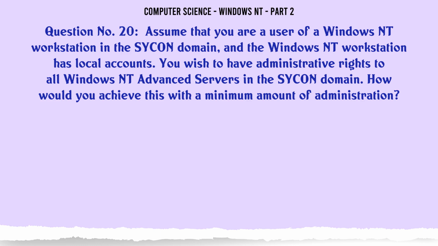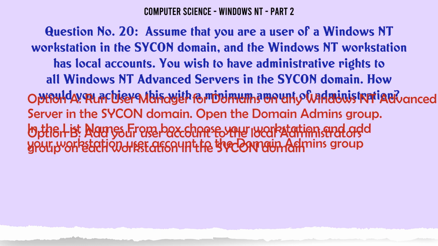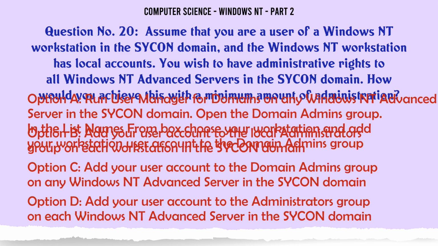Assume that you are a user of a Windows NT Workstation in the SICON domain and the Windows NT Workstation has local accounts. You wish to have administrative rights to all Windows NT Advanced servers in the SICON domain. How would you achieve this with a minimum amount of administration? A. Run User Manager for Domains on any Windows NT Advanced server in the SICON domain. Open the Domain Admins group. In the List Names From box, choose your workstation and add your workstation user account to the Domain Admins group.